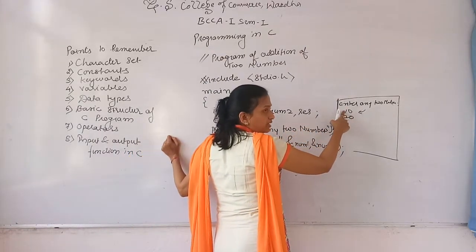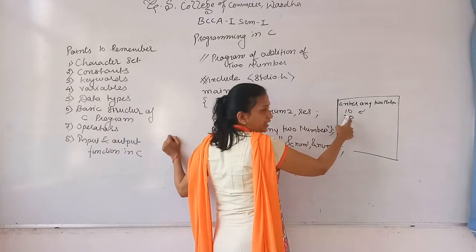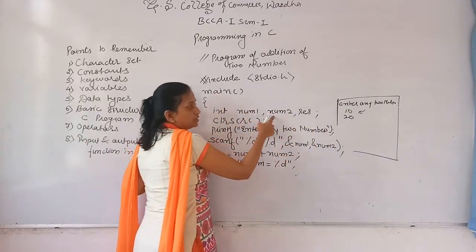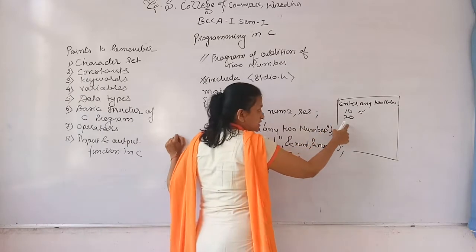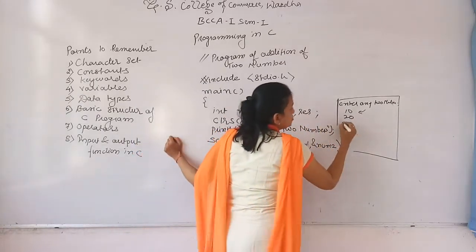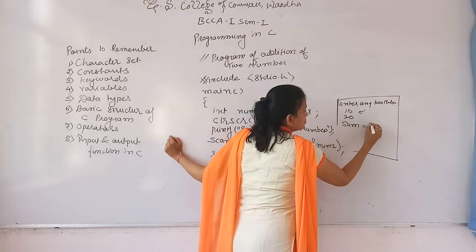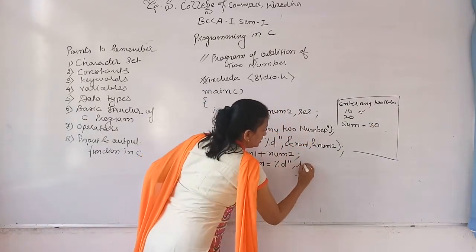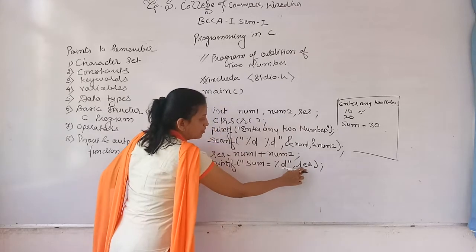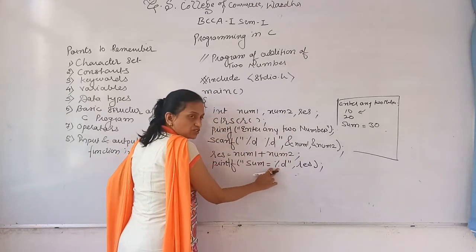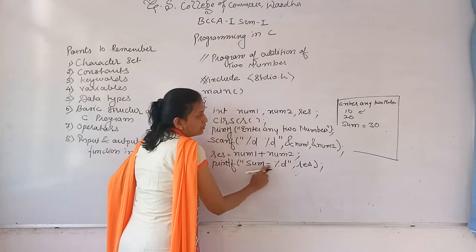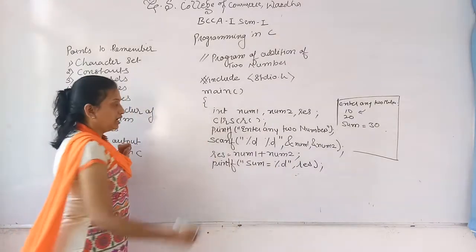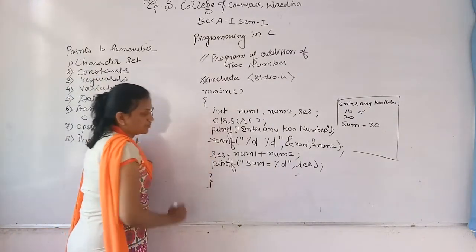That means if you give 10 to num1 and 20 to num2, then what will be the result? The result is 30. Okay, so in this way sum equals to 30. In this way you will get the result. Okay, so here the value of res will display in the place of %d. Sum equals to 30. Okay, this is our first program.